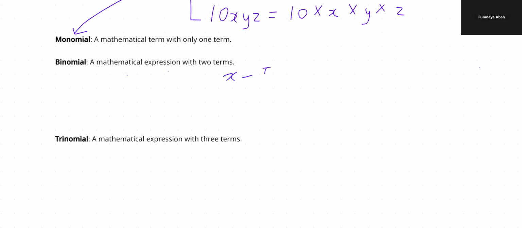So examples, let's say x minus 5. This is an example of a binomial because there are two terms in this expression. Something like x cubed minus x. That's also an example of a binomial because there are two terms. Then a trinomial is a mathematical expression with three terms.